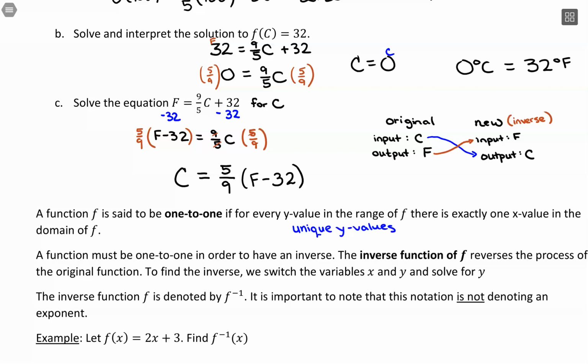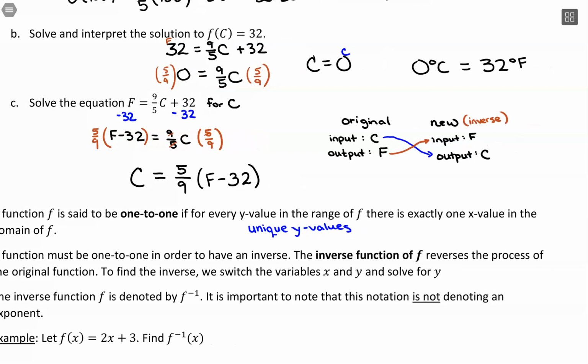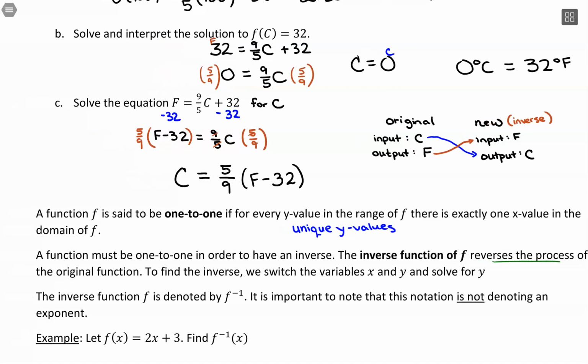So if it's one-to-one, then what we can do is take the inverse of the function. And what that does is it reverses the process of our original function. In short, how to find it is that we are going to switch the variables x and y and solve for y. And we'll do that in an example right here.